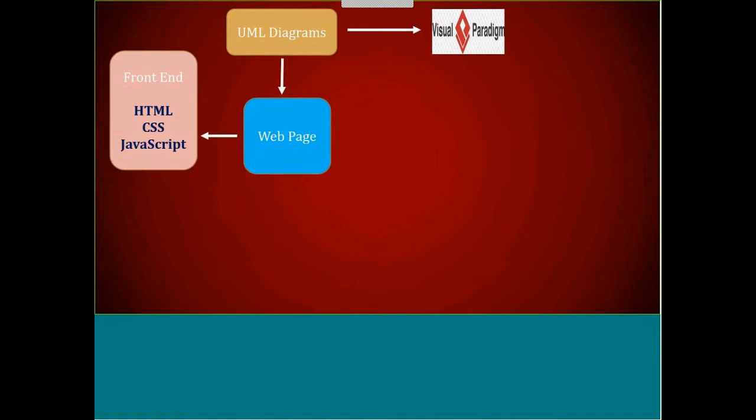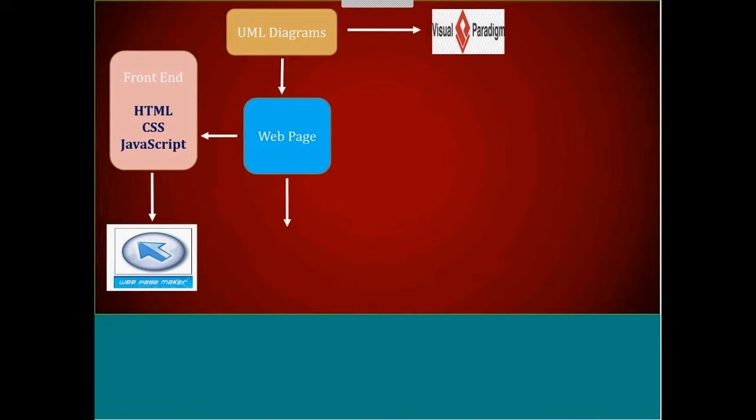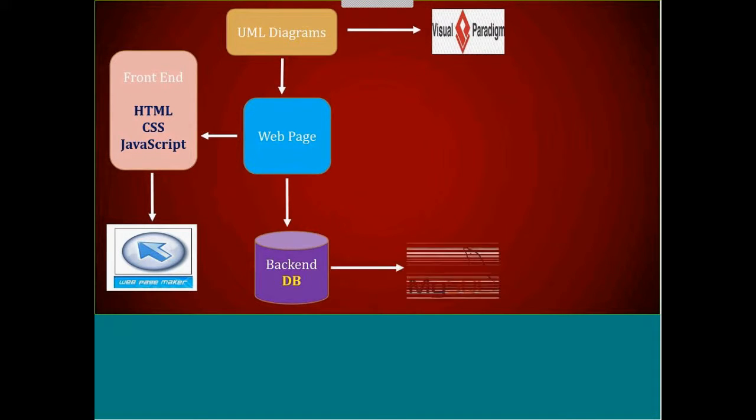Some of the tools which are available in the market. For UML diagrams, you can develop them using one of the tools called Visual Paradigm. And once you have developed that, you can build the web pages. For web pages, you will write the code. You will use Sublime Text or JavaScript, and there may be a few other tools you can use, and you will develop the DB.